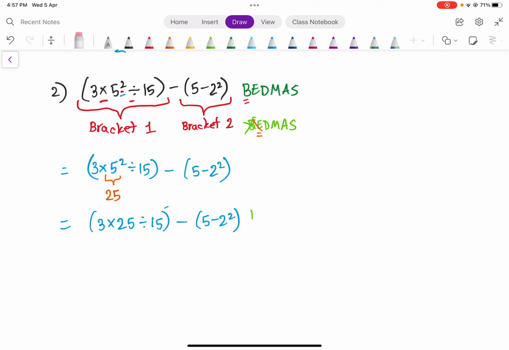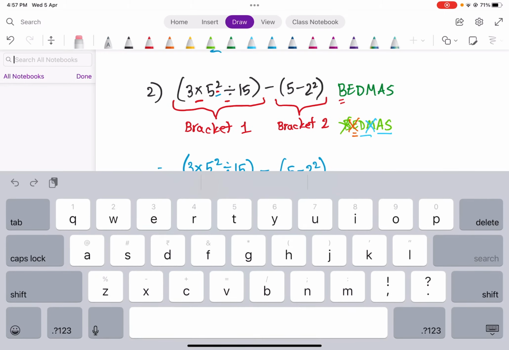Do we have any multiplication in bracket 1? Yes, we do. And that is right here, 3 times 25. 3 times 25 gives us 75. So let's rewrite the equation. 75 divided by 15. Now, we have finished up multiplication, but before addition and subtraction, division and multiplication always have to go first.